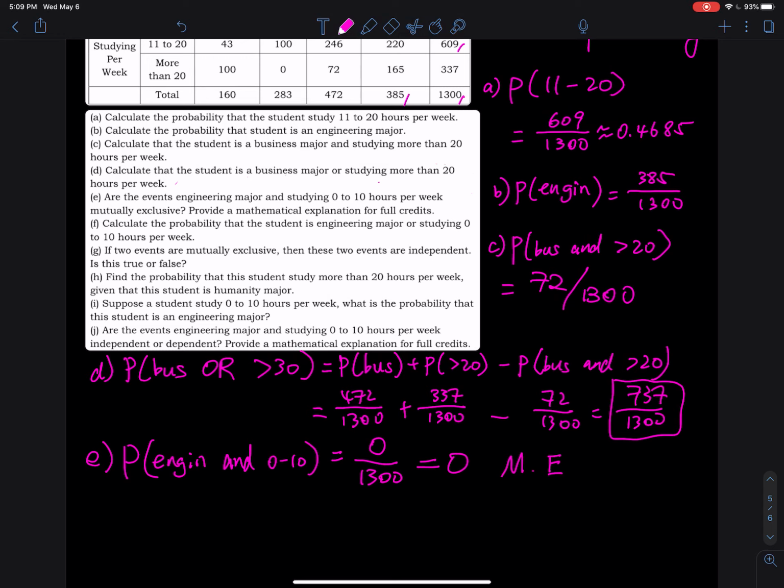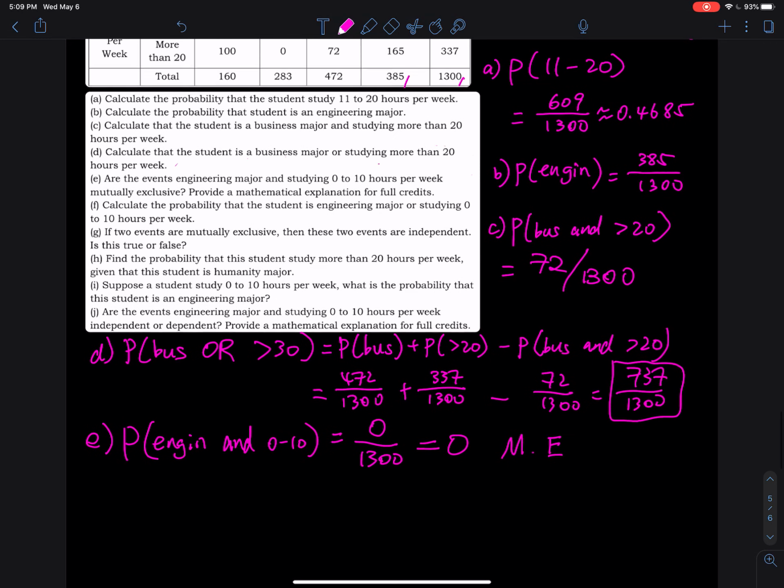That's why the joint frequency is equal to 0. So they are mutually exclusive. If there are some students in the joint frequency, then they share those students in common, then they are not mutually exclusive. F is calculate the probability that the student is engineering or studies 0 to 10.